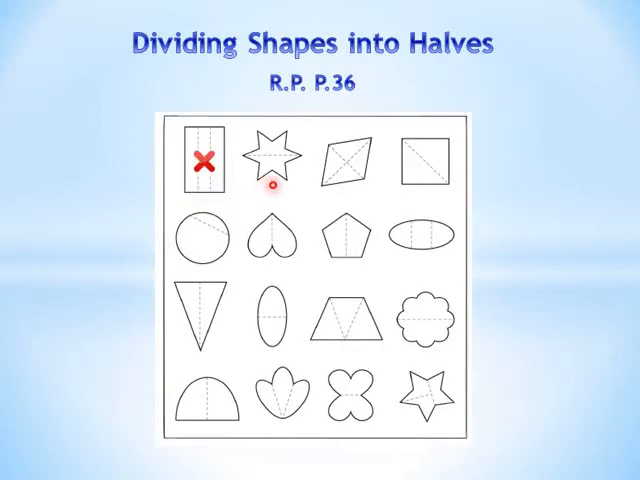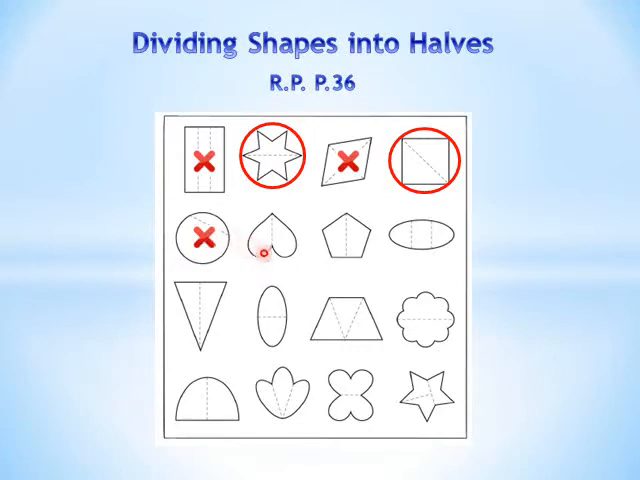What about this star? Yes, I have 2 equal parts, so I have 2 halves, so I will circle it. This shape, I have 4 parts, so they definitely are not halves. I will cross it out. This square is divided into 2 parts that are equal, so it is divided into 2 halves. What about this circle? Actually, it is divided into 2 parts, but are they equal? No, I have this part, it's very small, and this part is very big. So they are not halves because they are not equal.